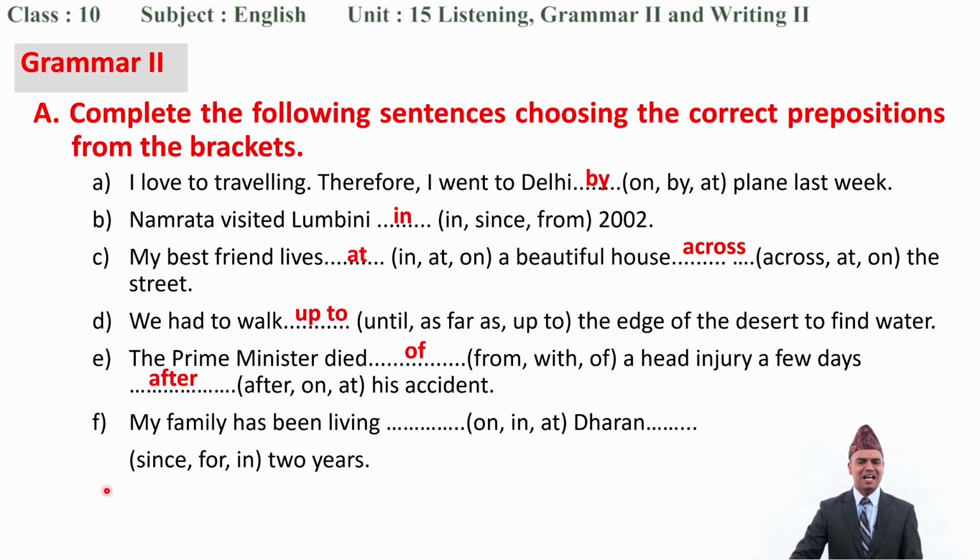And my family has been living Dharan since, for, in 2 years. Dharan is a big city. You can use at for a small place, but in a big place you have to use in. Okay, city, that's the rule. And 2 years is a duration of time, in that case we have to use for. Very good. If you have any doubt about the rules, I'll help you understand which rule applies in this particular question.